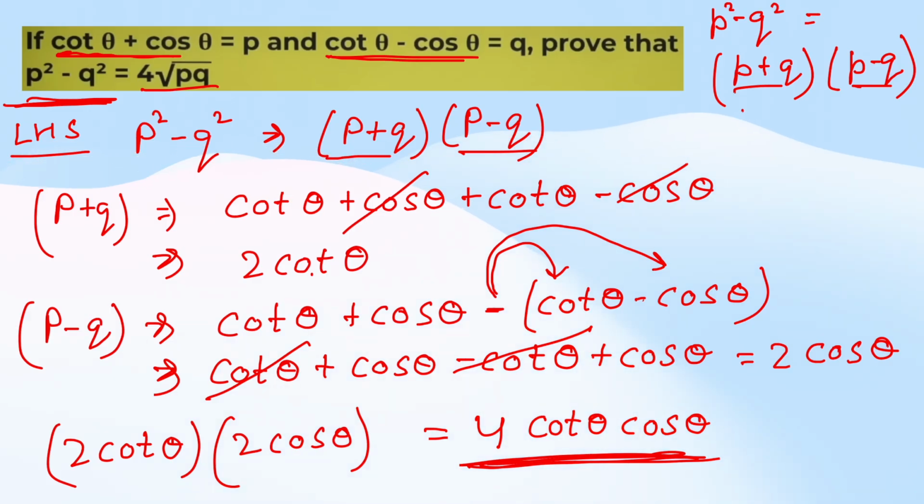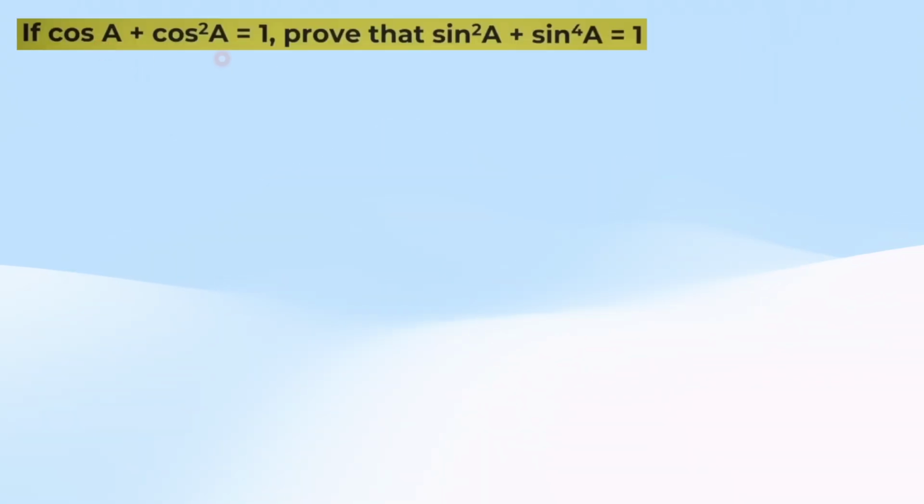Whenever you see something in addition and something in subtraction, so if it is given A square minus B square, just directly add them and subtract them, because A square minus B square is A plus B into A minus B. That's it.